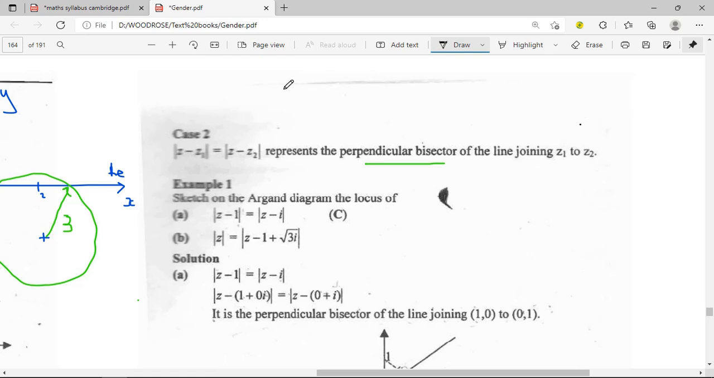So suppose you are asked to sketch, let's say, modulus of z is equal to modulus of z plus 1 minus i. So the first thing you need to take note of is the type of the locus. There are two modulus here. So if there are two modulus, we now have the perpendicular bisector. You have to write it in this form.